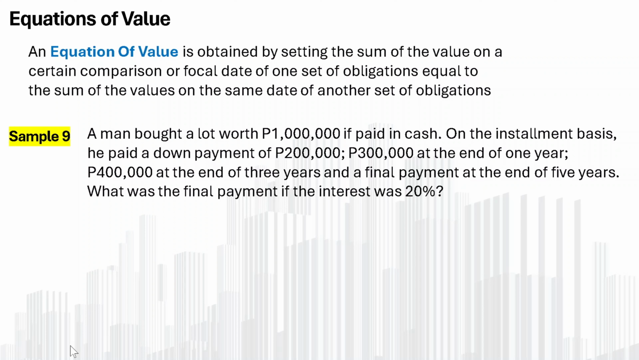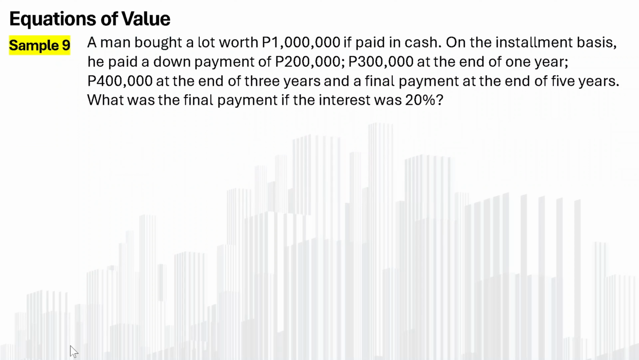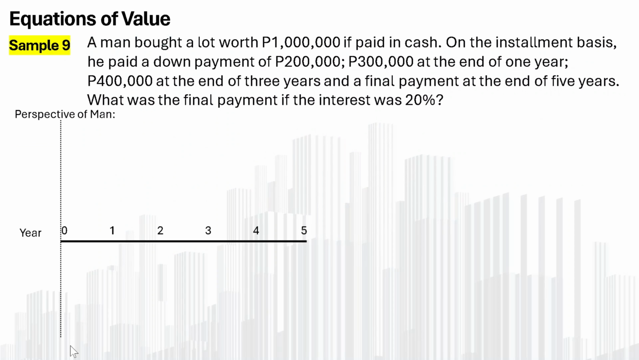Dahil hindi naman sinabi kung compound or something, wala naman sinabing period or anything, so we can assume na parang simple interest to. Okay? So we can lay it out just like so. So ito yung perspective naman. Here's yung cash flow diagram natin. So bumili siya ng worth 1 million pesos if paid in cash. But at the same time, nag-down siya on the same period na yun. So ano yung magiging net natin dito on period 0?